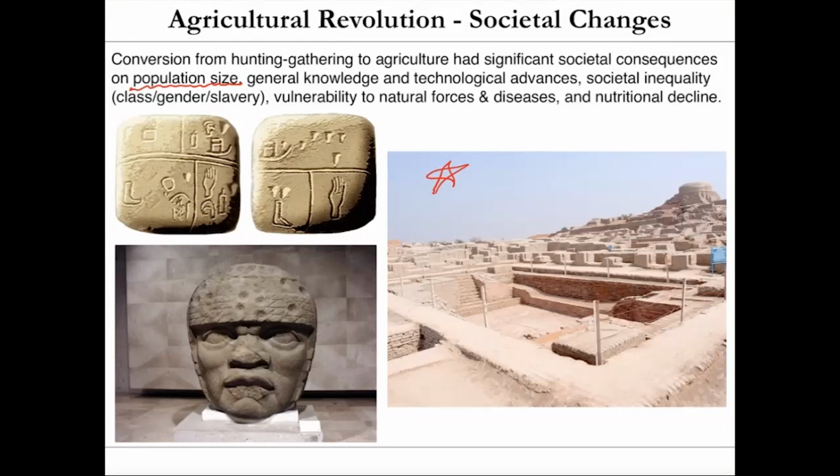Another result of the agricultural revolution is that you see definitely an increase in, I'm saying general knowledge here, but more just technological advances. So again, with the Indus Valley system right here, they had a complex, this is basically a swimming pool right here. So you had time and resources to make more complex things to increase the quality of life of individuals right here.